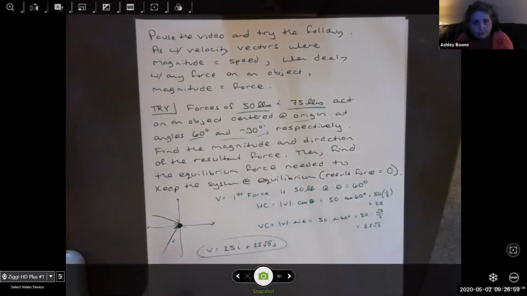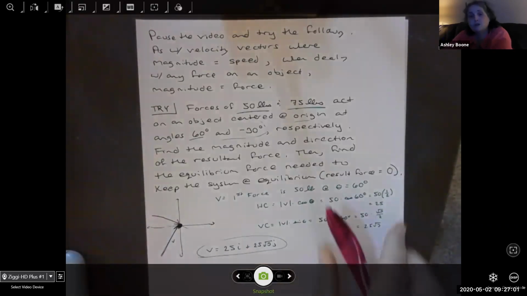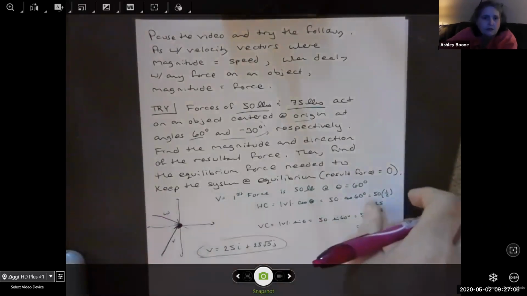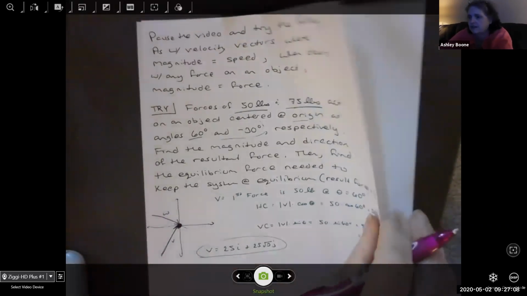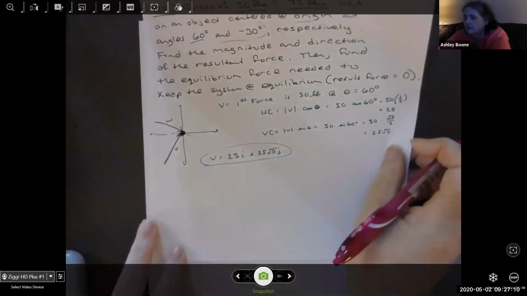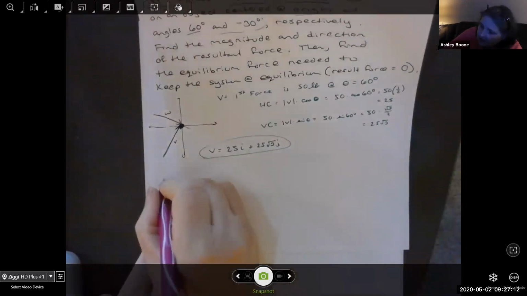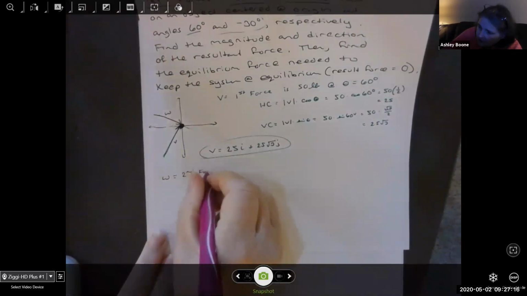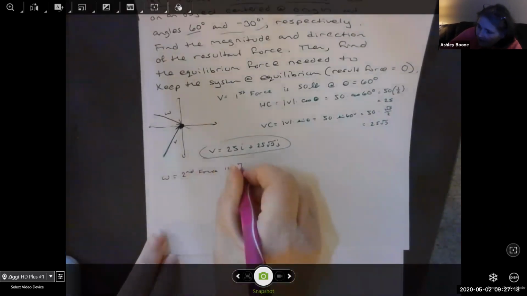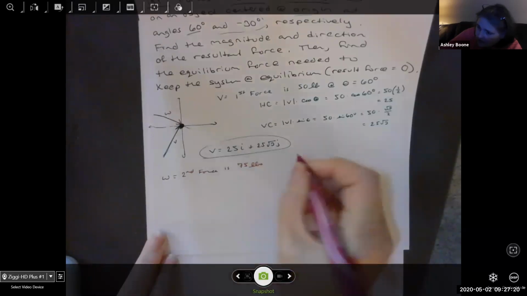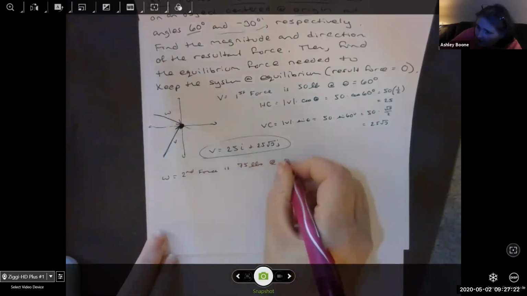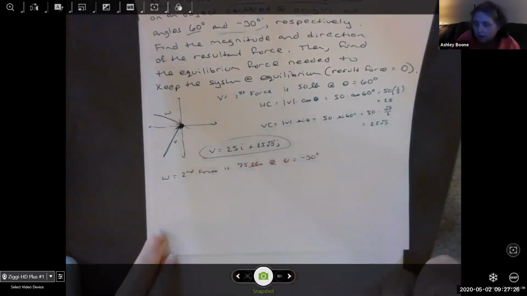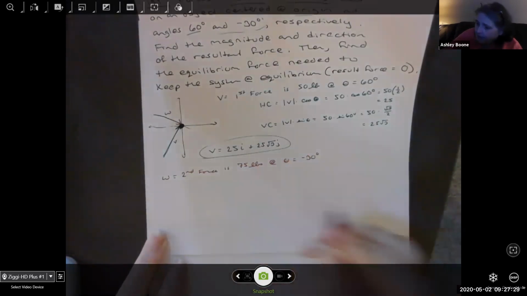That's one force, okay? I'm going to do the same thing for the other force. I'll let that one be W. You can use F1, F2. I think the book might do that some as far as we go. So let's look at the second force. So our second force is 75 pounds being pushed against it at an angle of negative 30 degrees. Okay. So what's happening here?